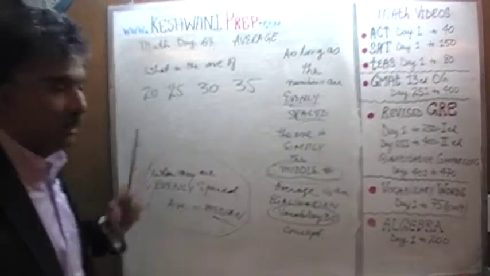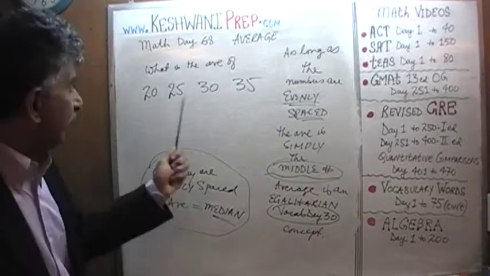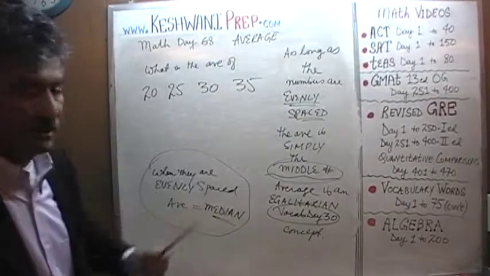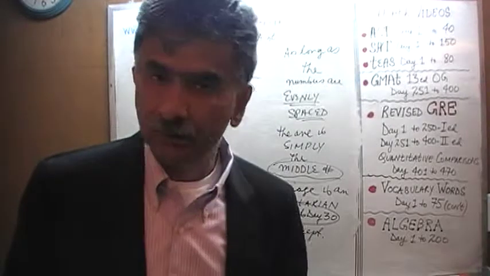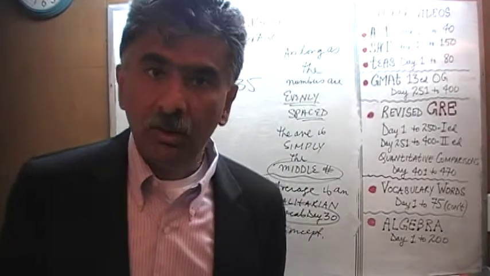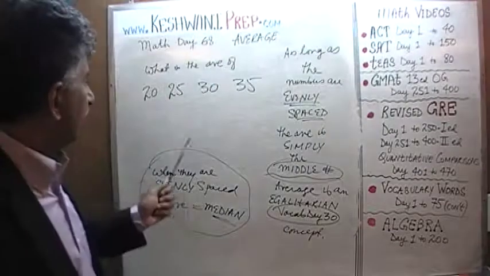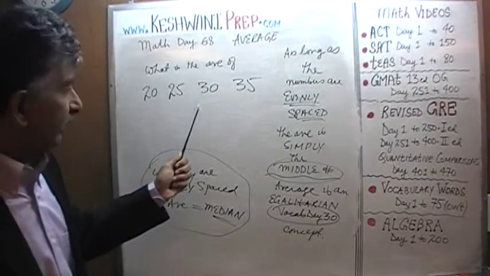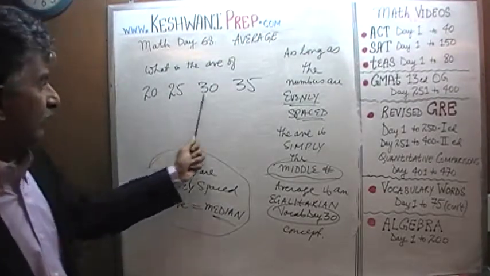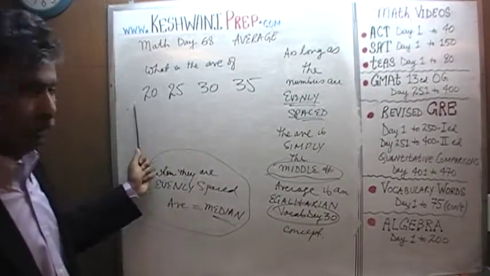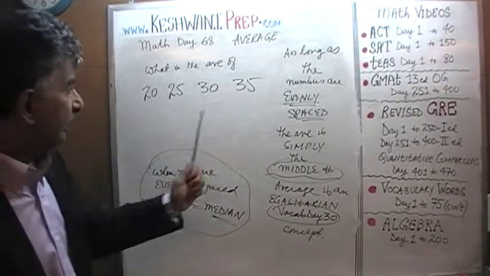Here we do not have an odd number of numbers, we have an even number of numbers. We only have 4 numbers, 20, 25, 30, and 35. And the concept does not change. We are still looking for the number that falls smack in the middle. It is going to fall right in the middle so that we have 2 on this side and 2 on that side, because we have 4 numbers.